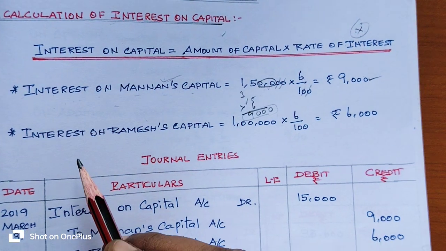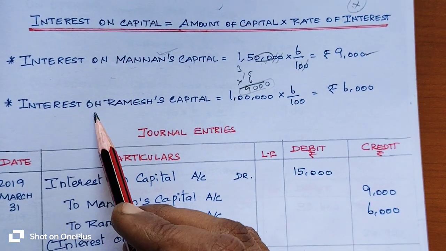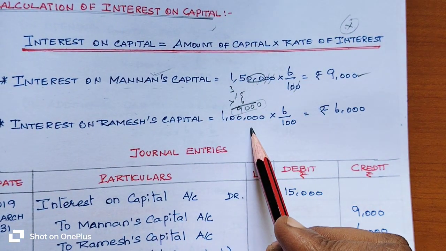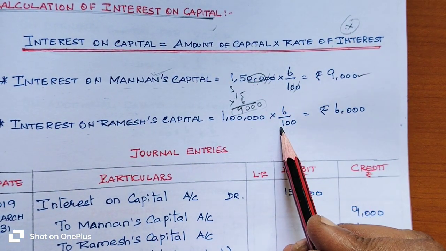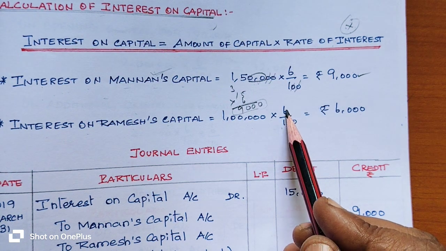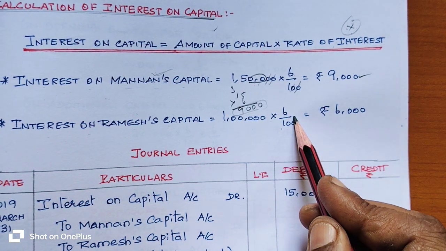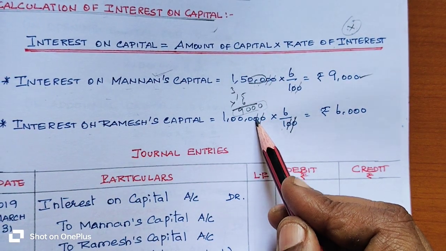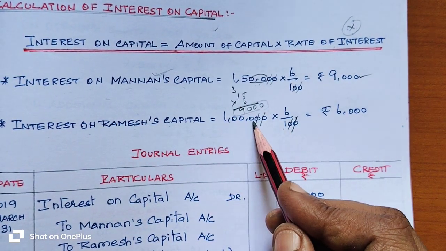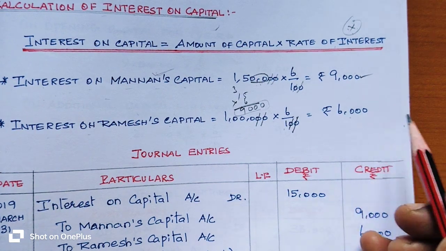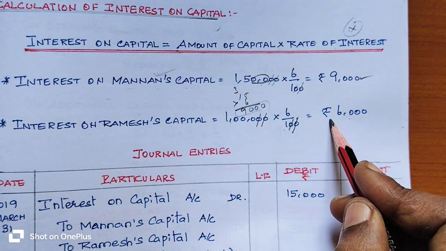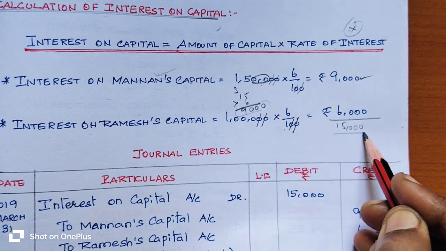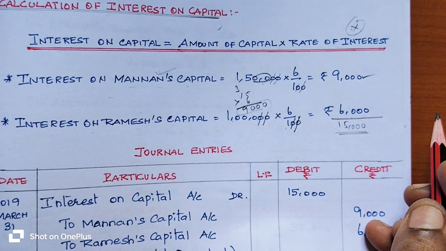Okay, then let's calculate interest on Ramesh's capital. Ramesh's amount of capital is 1 lakh rupees. Rate of interest is 6% per annum, means 6 by 100. Now we have to cancel it. So for that, this 20 is to be cancelled for this 20. 6 into 1,000, 6,000 rupees. Okay, so what is the total interest on capital? 9 plus 6 equals 15,000 rupees, the total interest on capital.